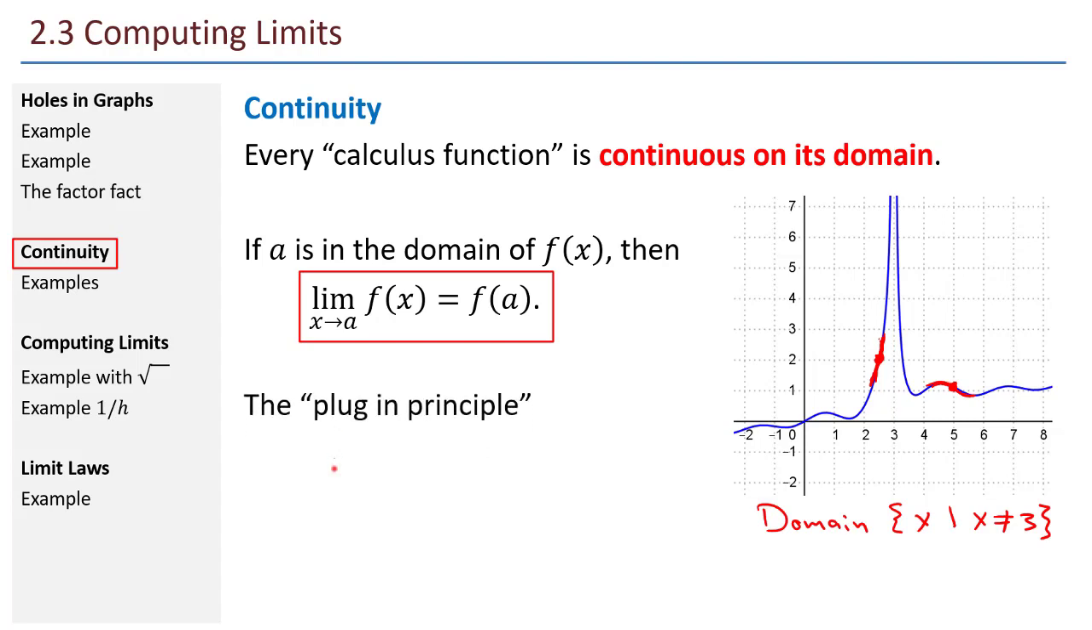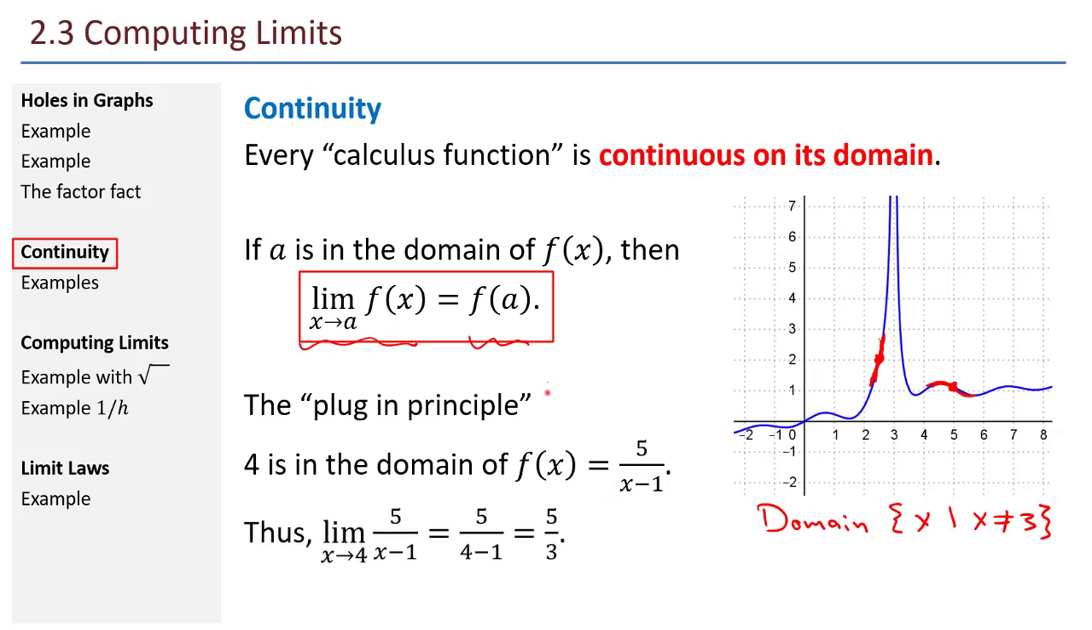You might call this the plug-in principle. In order to evaluate the limit, I simply plug in the value of a. Here's how it works. So 4 is in the domain of this function f of x, which is 5 over x minus 1. And I know it's in the domain because if I plug in 4 for x, I don't get anything weird. That denominator doesn't become 0. I just get some number out. So if I want to compute the limit as x goes to 4 of 5 over x minus 1, all I have to do is actually plug in the value of 4 for x. Since 4 is in the domain of the function, I can plug it in to find the limiting value.